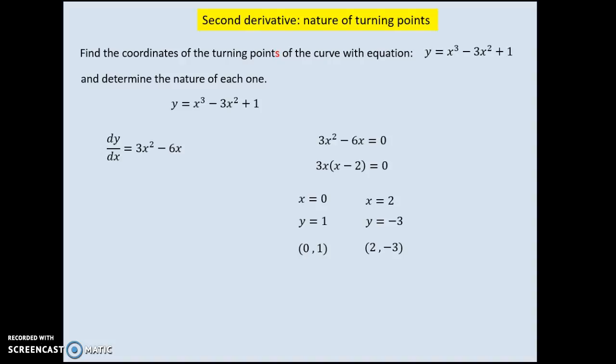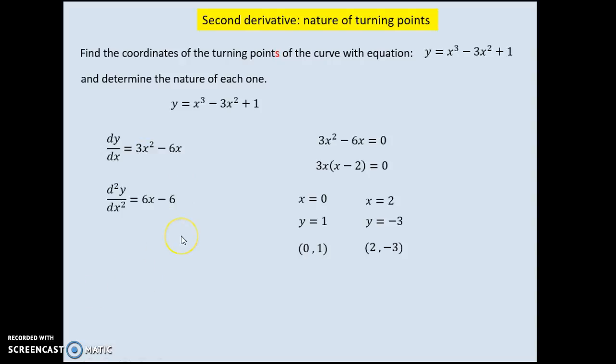Now, we need to identify the nature of the turning points. One way is by just looking at the graph, because we are supposed to know what this graph looks like. You can tell that 0, 1 will be a maximum and 2, minus 3 will be a minimum. But let's verify this with the second derivative. If you differentiate this graph once more, we get that the second derivative is 6x minus 6.